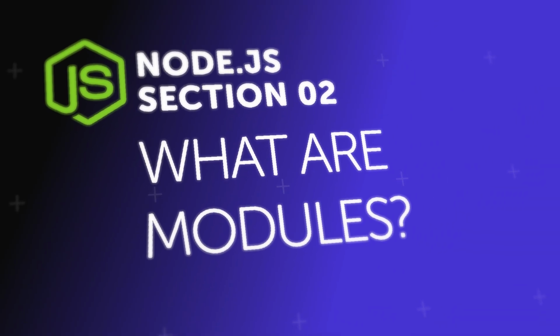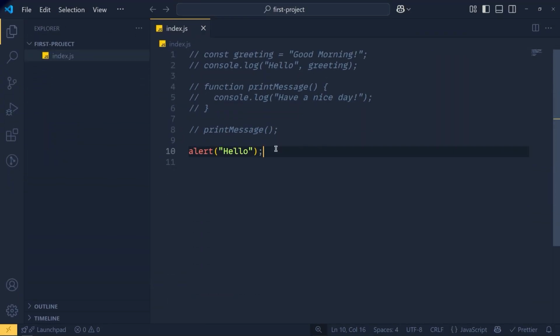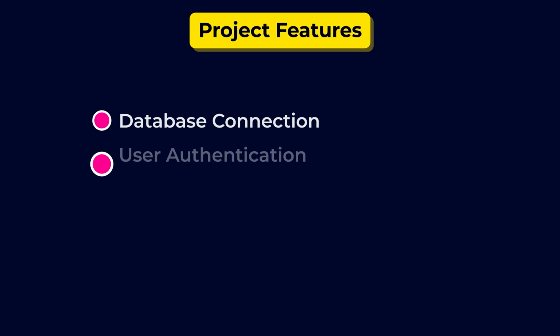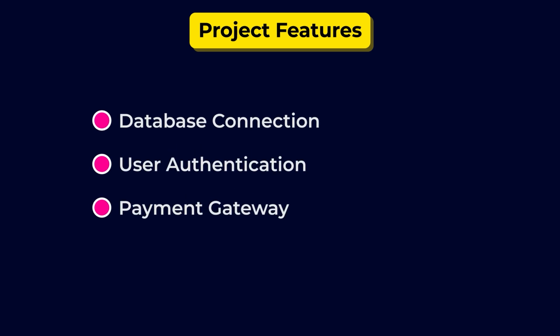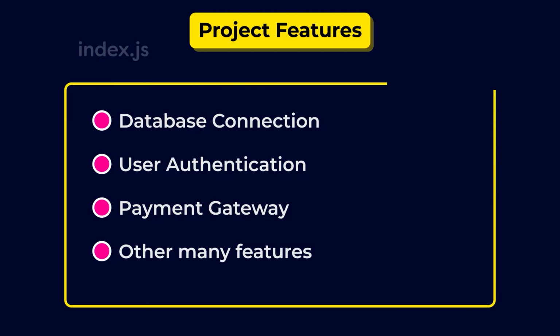So let's start with what are modules. But before that, let me give you one situation. In the previous section, we created this index.js file. Now imagine this is the backend project of Netflix, which is a really big project. This project has many features like database connection, user authentication, payment gateway, and many other APIs. Now imagine we add all this feature code in a single index.js file. How will you manage this?